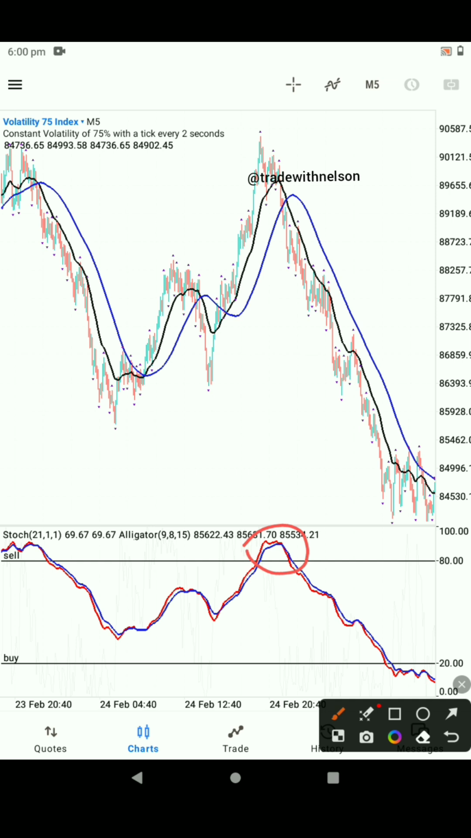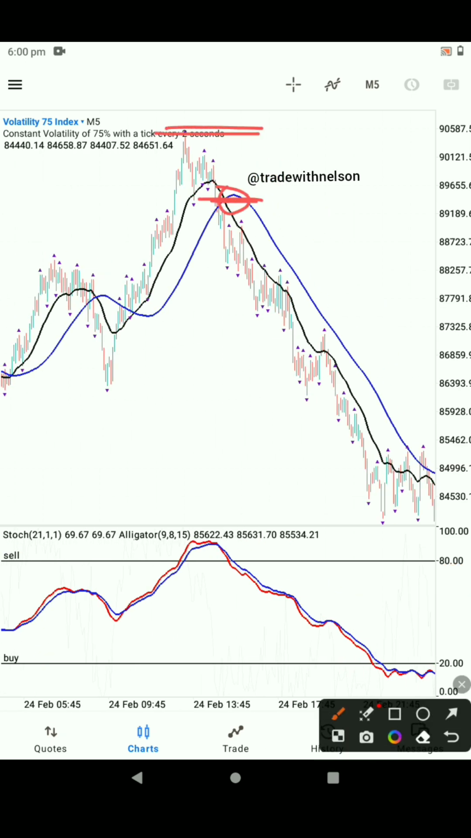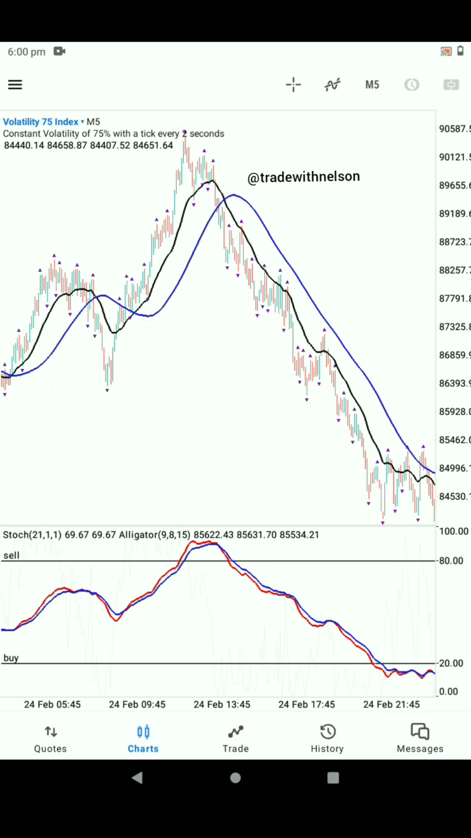We have the cross of the blue and the red alligator over here. Once you have that, we wait for the cross of the black and the blue moving average. Here you enter a sell, stop loss will be above this level, then you hold your trade until it enters the oversold region.